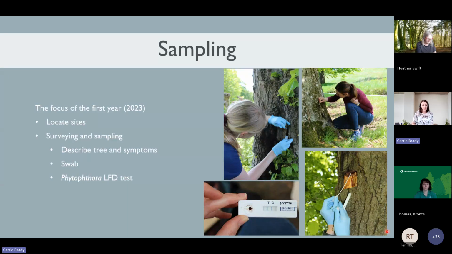So the very first year of the project was focused on sampling. Once we had located sites and received permission to visit them and to sample, we went on several field trips and did surveying and sampling of the trees, where we would describe the tree, its general health, its age, and describe the symptoms we were seeing of the cankers. We would then take a swab. Sometimes we were allowed to take a small panel, and we would perform Phytophthora LFD tests.